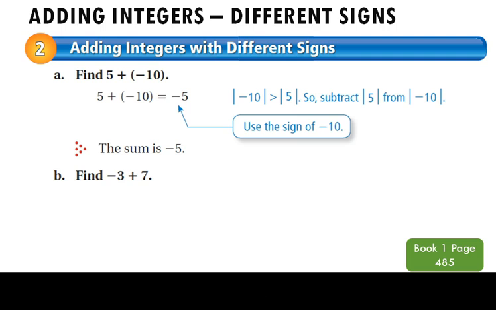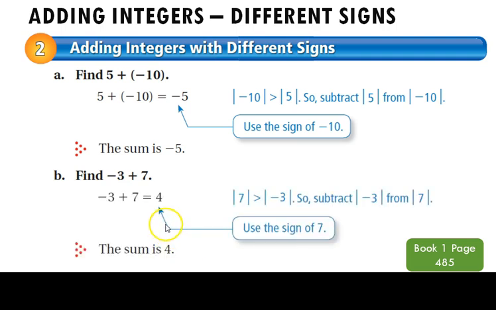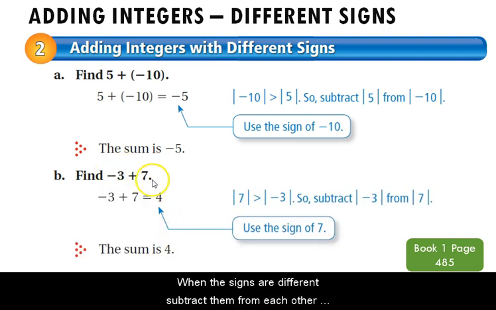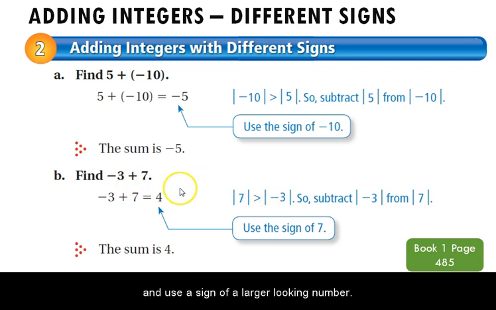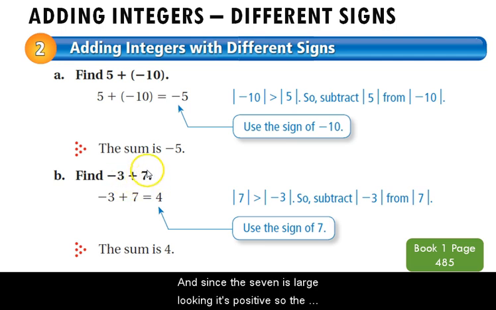How about part B? -3 plus 7. Do I have more negatives or more positives? And how many more? That's right. The answer will be 4 extra positives, so the answer is +4. Again, when the signs are different, subtract them from each other and use the sign of the larger looking number. 7 minus 3 is 4, and since the 7 is larger looking, it's positive, so the result is +4.